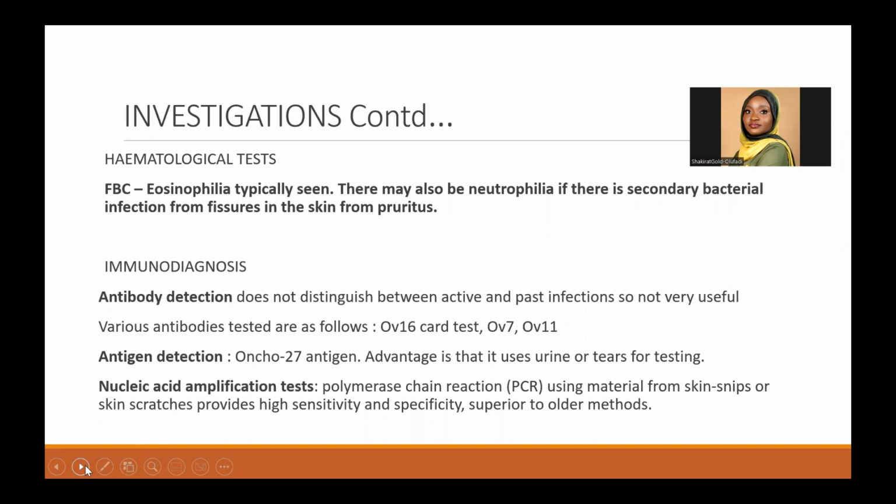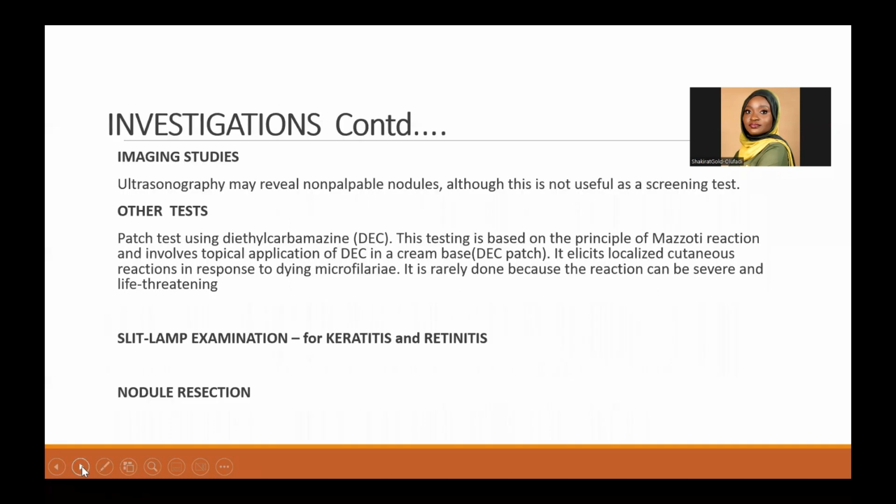There's also DNA testing using the nucleic acid amplification test, and polymerase chain reaction testing can be done to isolate the DNA. Other tests, not so useful, may just be for research or clinical purposes. Ultrasound scans can be done to reveal the nodules, to show that these nodules are actually onchocercal nodules. Then there's slit lamp examination for keratitis and retinitis.